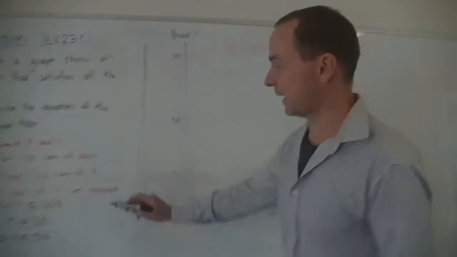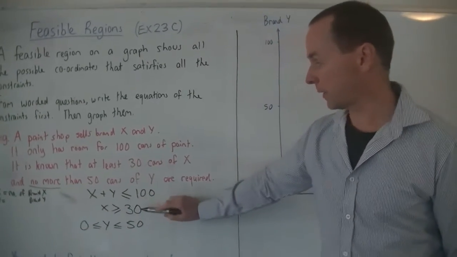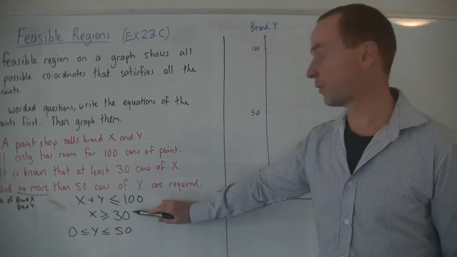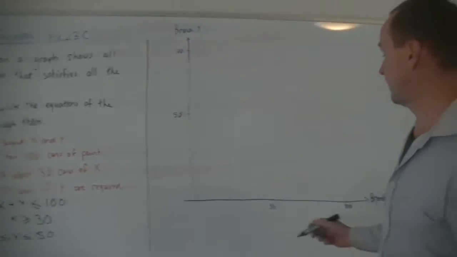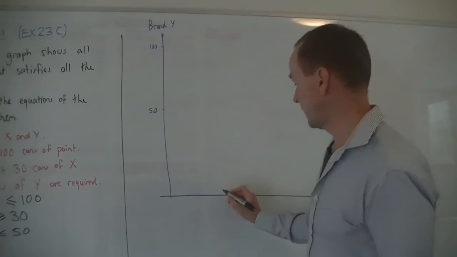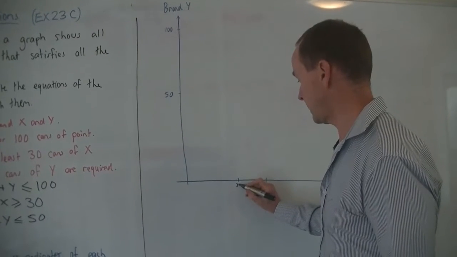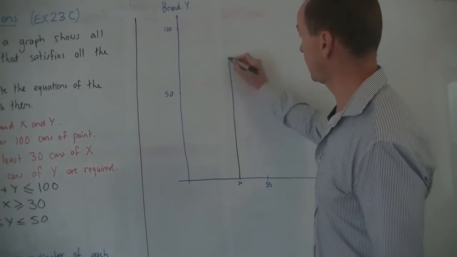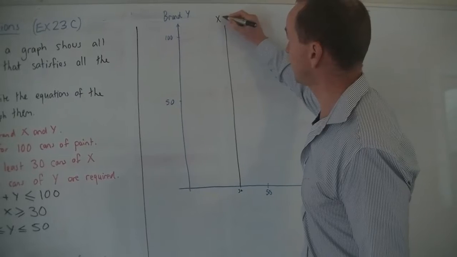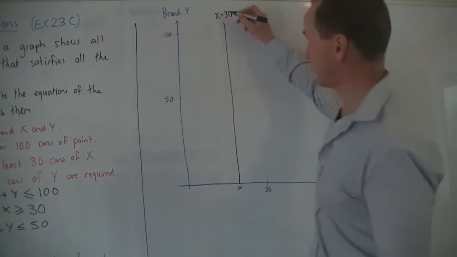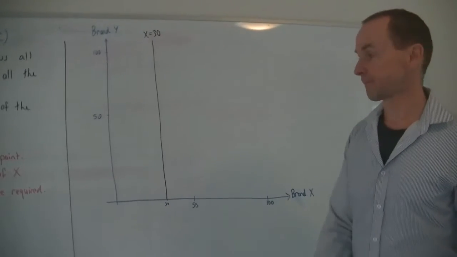I'll start off with the easier ones. Remember when we sketched X is greater than or equal to 30, we sketched X equals 30. So where's that? There's X and there's 30. So it's a vertical line that goes through there, and I'll even label it. So X is equal to 30. That's the equation of that graph.